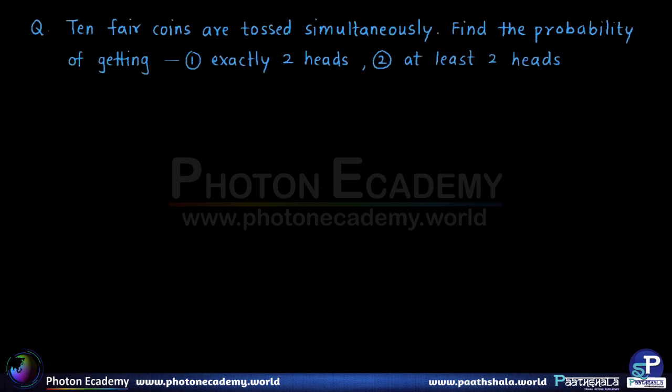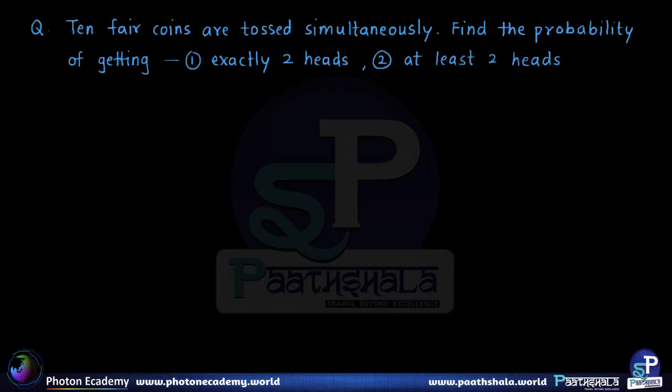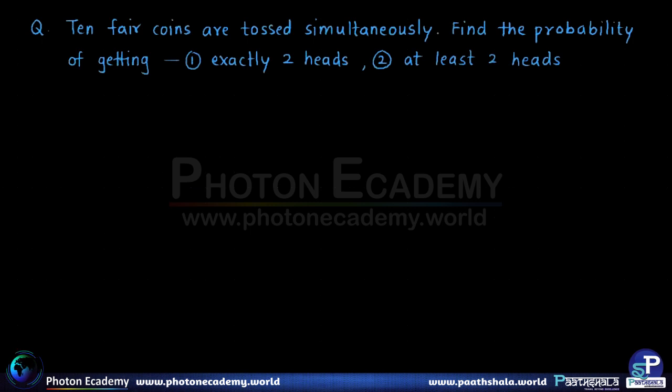Now if we see that the tossing of a coin is an event which has only two outcomes, it is heads or tails, then we have 10 coins. That means the number of tosses is finite, and as we know, each toss is independent and the probability of getting heads and tails remains the same for any coin in general. So that means this particular experiment includes Bernoulli trials, right? And we have to find the probability of getting exactly 2 heads and at least 2 heads.